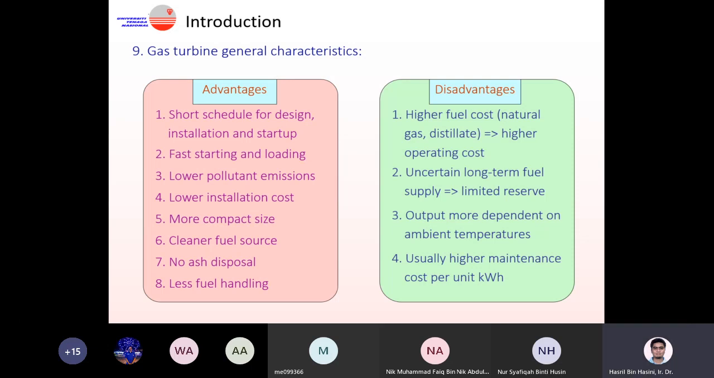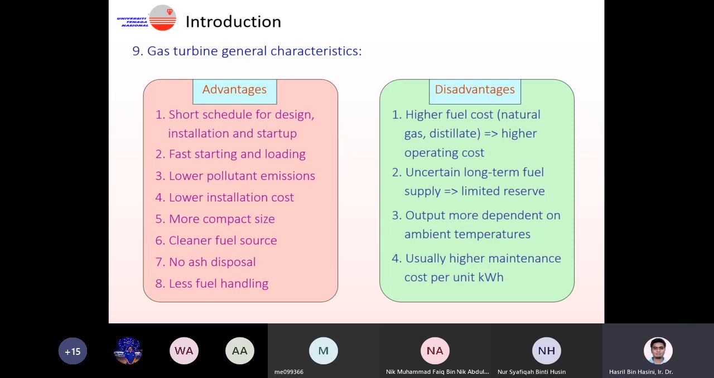I think the only reason is that there are not many subsystems required to support the operation of the gas turbine. You can buy it off the shelf and then just run it without any other system or auxiliary system to support the operation. That's why the schedule of installation is very short, and also the starting and loading of the gas turbine are very fast.